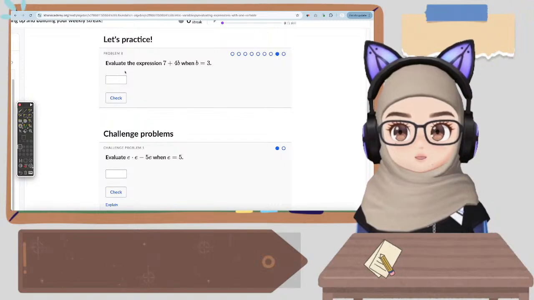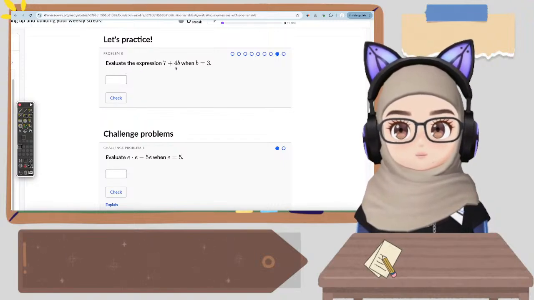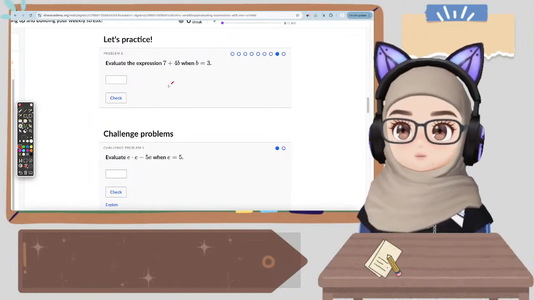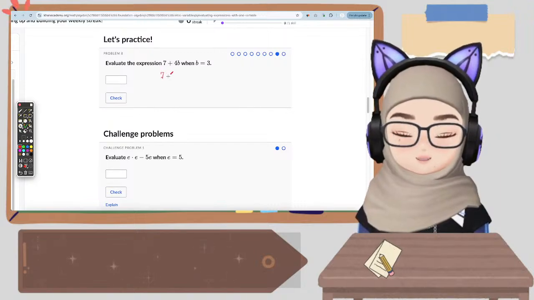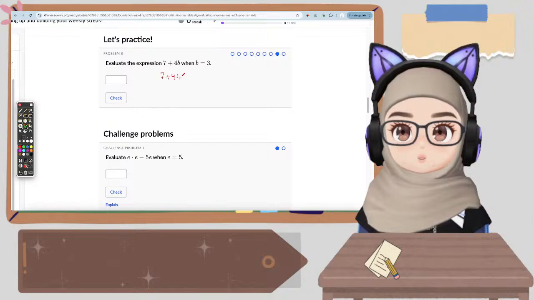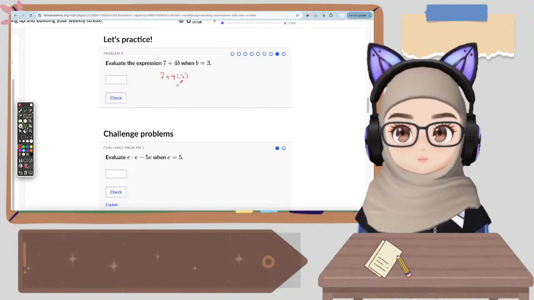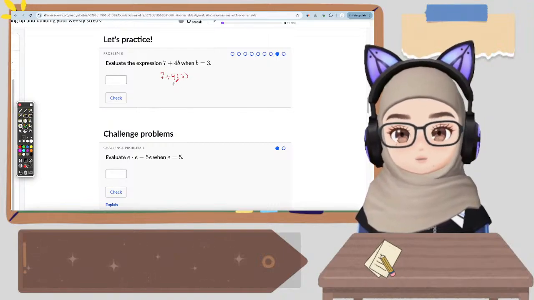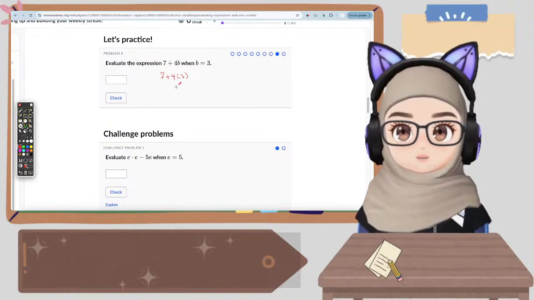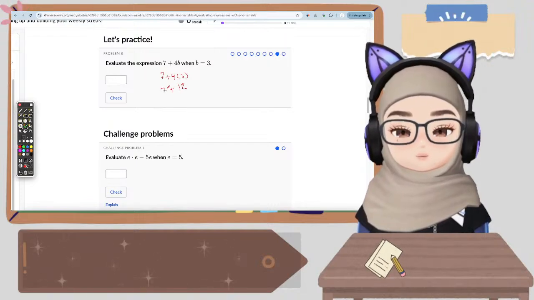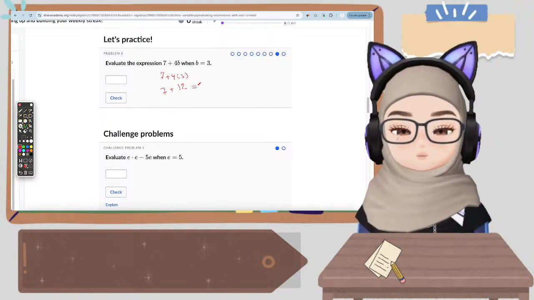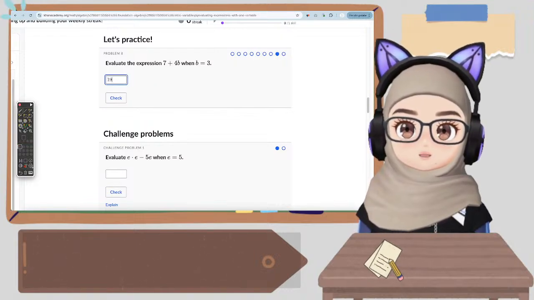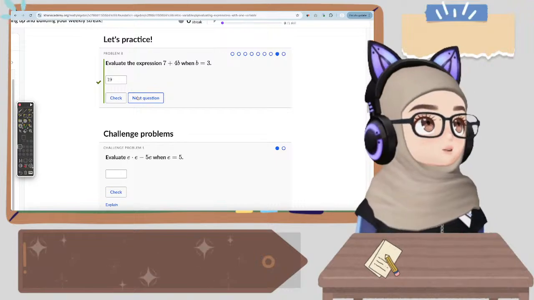2 more questions. Evaluate 7 plus 4b, where b is 3. Let's write it down. It becomes 7 plus 4 times 3. We do this one first. 12? Wait, hold up. Yes, 12. Okay. Just to be sure, plus 7, that would be 19. Please don't let me be wrong. I don't have a calculator to check with. Whew, I was right. Did not expect that.